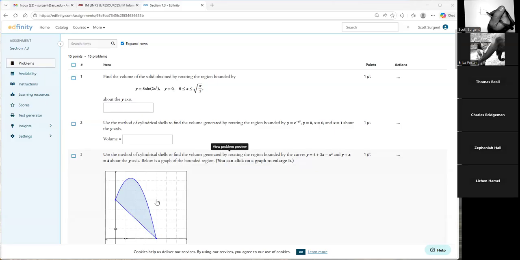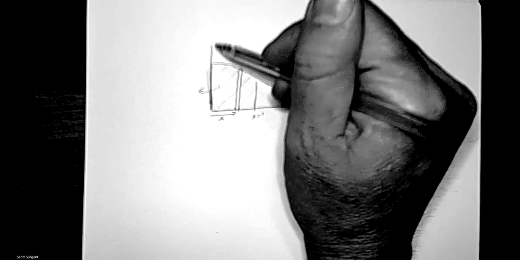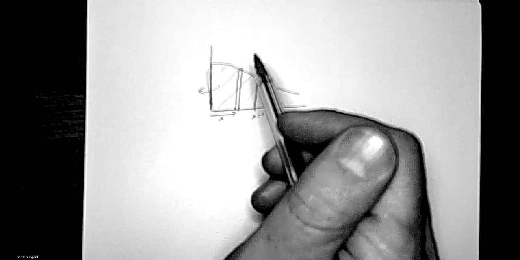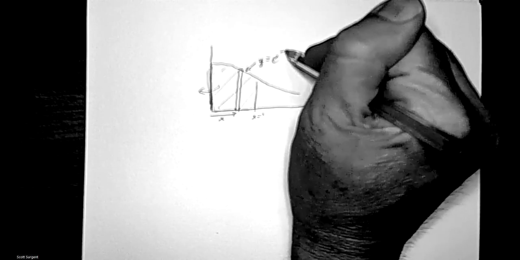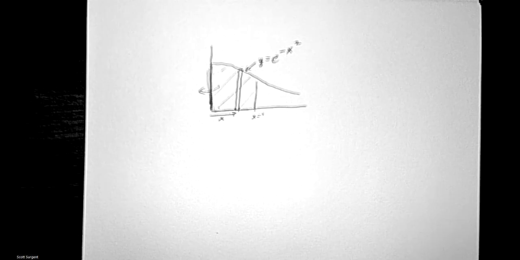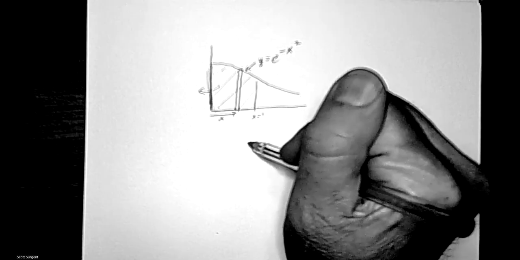If I draw a representative shell, so I draw a representative thickness, remember I've got a couple things going on here. I've got a radius of x from the axis of revolution. The axis of revolution is the y-axis, I'll make that really dark. You've got a radius of x, and then the height is y equals e to the negative x squared. And remember, the thickness is the dx.